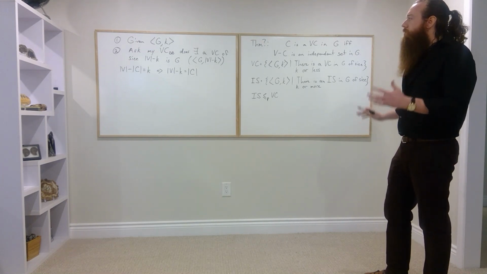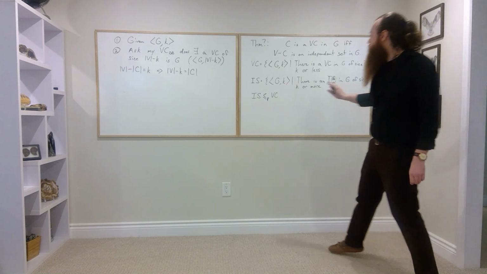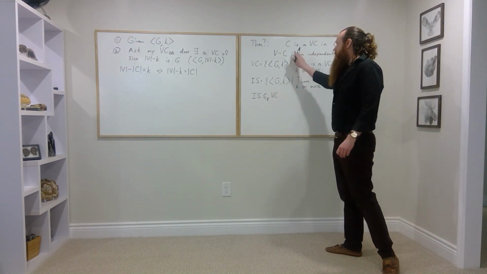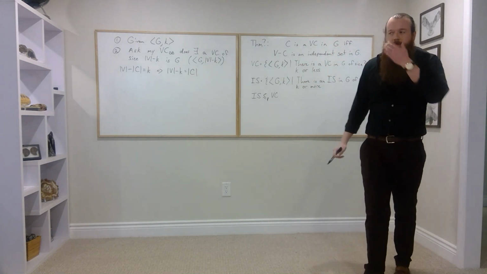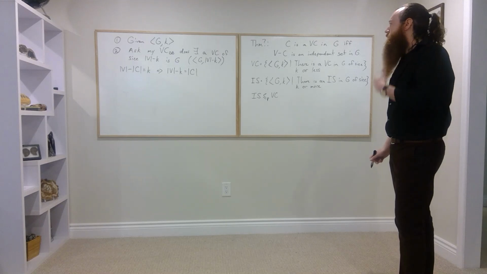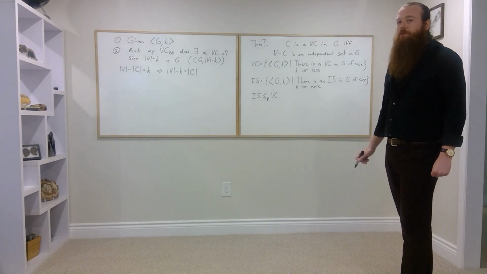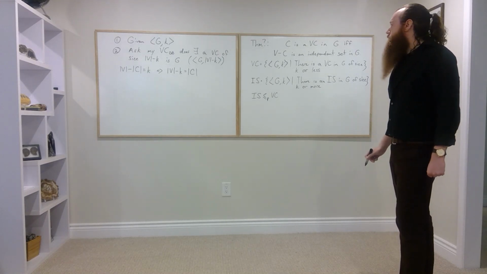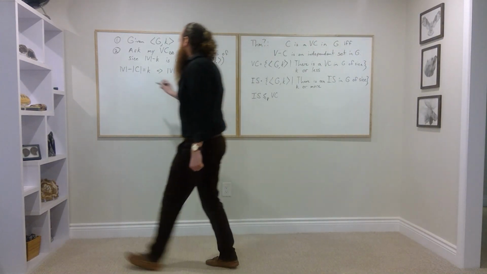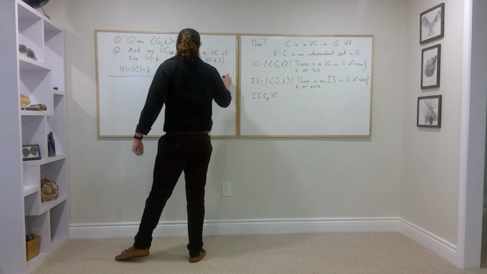Okay, well that makes sense. That means I can reduce independent set to vertex cover if this theorem is true. But is this theorem true? Well, that's what we're going to explore for the remainder of lecture. Let's look at that theorem and try to prove it.